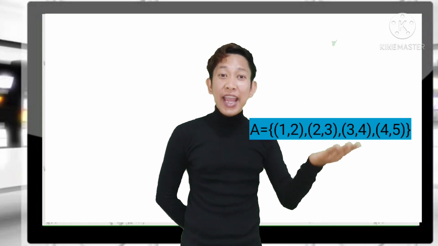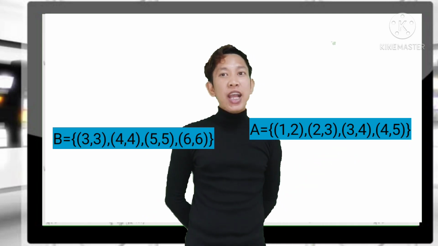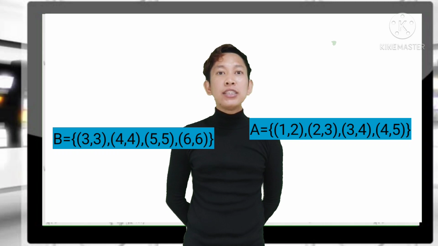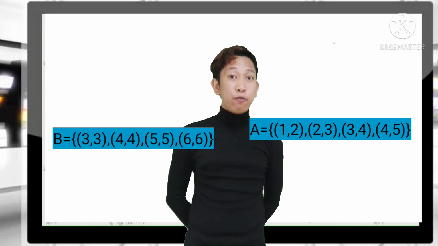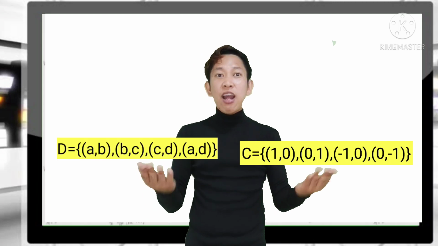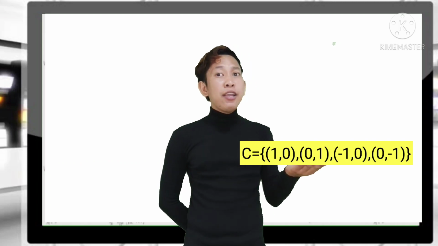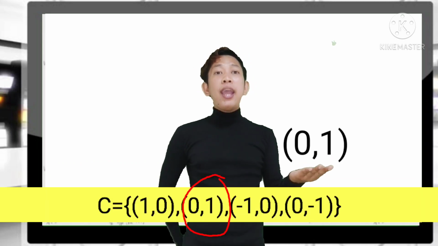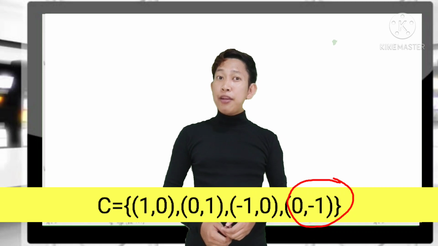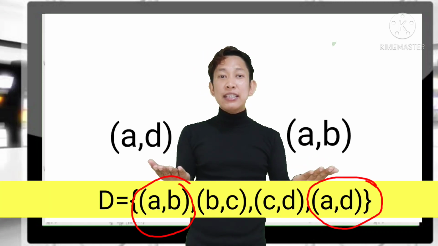You are right. The relations A and B are functions because each element in the domain corresponds to a unique element in the range. Meanwhile, relations C and D are not functions because they contain ordered pairs with the same domain. For C, we have (0, 1) and (0, -1). For D, we have AB and AD.